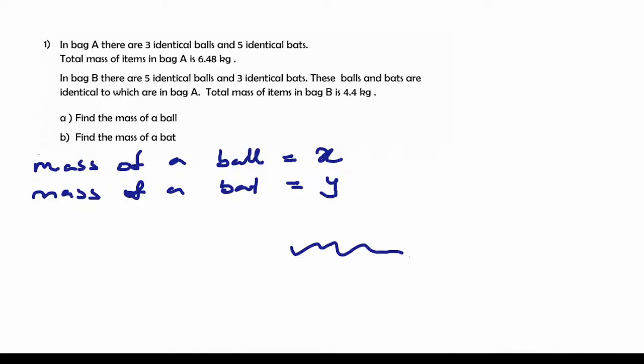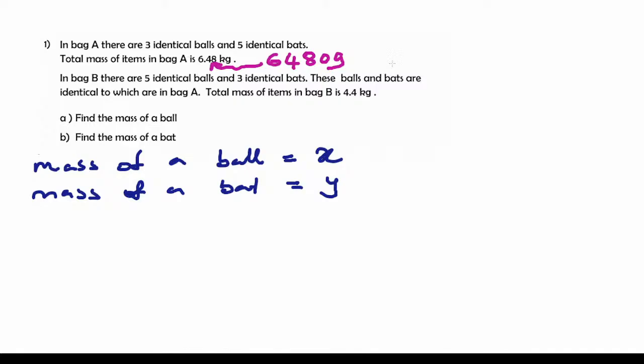All right, so let's look at the first question. In a bag, there are three identical balls and five identical bats. The total mass of items in a bag is 6.48 kilograms. So I don't want to continue with decimals, so let me write 6.48 kilograms in grams. That is 6.48 times 1000. That would be 6,480 grams.